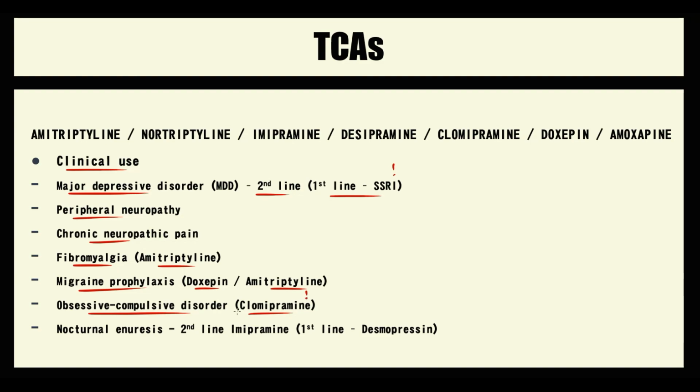And tricyclic antidepressants can help in enuresis, and the reason is that they block muscarinic receptors, and thereby they decrease urination. For enuresis, we use imipramine as a second-line drug, because the drug of choice for enuresis treatment is desmopressin.